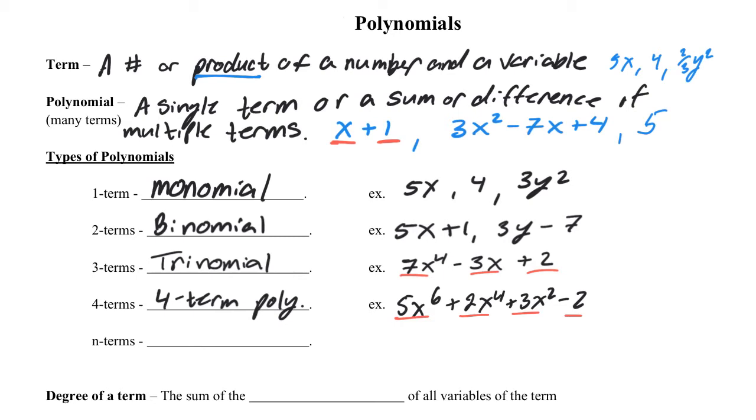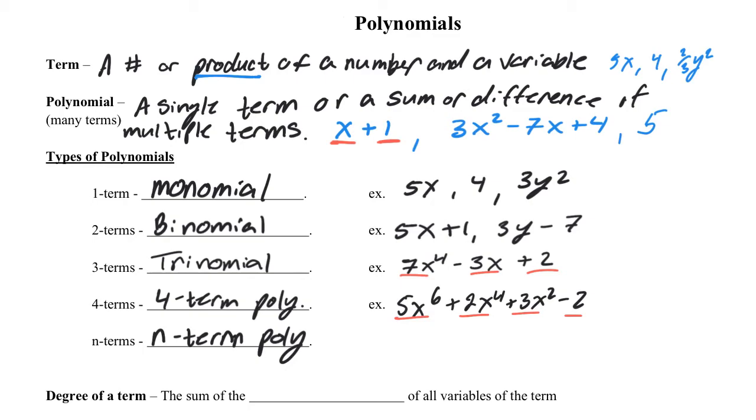Now what about any term? An n-term polynomial where n is just some number, 5 terms, 6 terms, 7 terms. We're just going to put the number of terms and then say polynomial. So anything bigger than a trinomial is always just going to be an n-term polynomial, n being the number of terms. And they can get as big as you want them to be, right? We could have a 20-term polynomial if we wanted to. So that is the first way that we identify different types of polynomials.